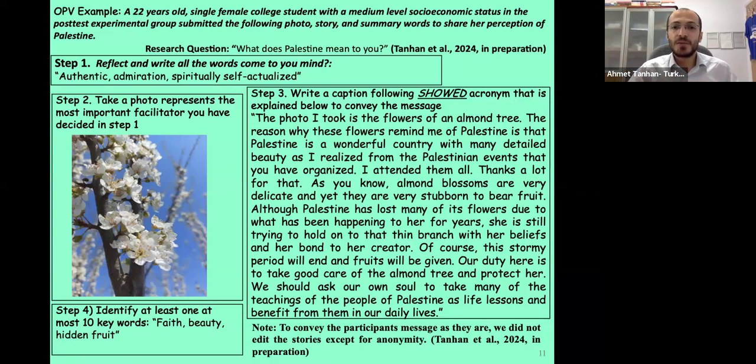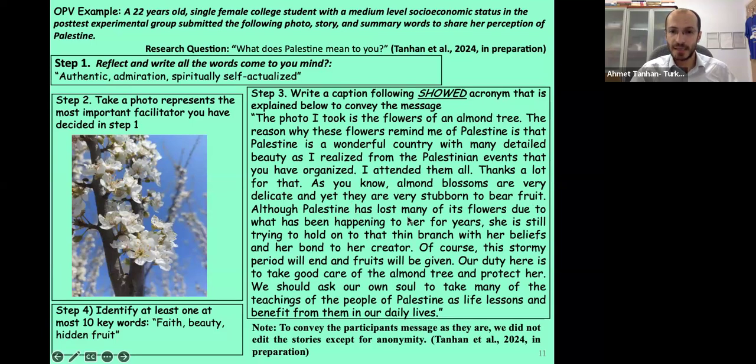She says, the photo I took is the flowers of an almond tree. The reason why these flowers remind me of Palestine is that Palestine is a wonderful country with many detailed beauty, as I realized from the Palestinian events that you have organized. I attended them all. Thanks a lot for that. As you know, almond blossoms are very delicate and yet they are very stubborn to bear fruit.